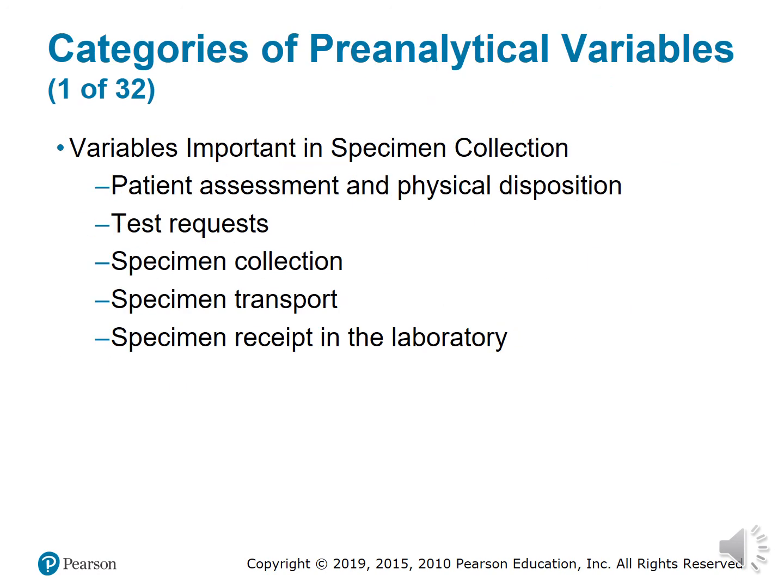All right. Categories of preanalytical variables. Variables important in specimen collection: patient's assessment and physical disposition, test requests, specimen collection, specimen transport, specimen receipt in the laboratory. And again, we're talking about things that can essentially change. They'll vary across the board. It's not going to be the same with every patient, right? Because people have different requests.